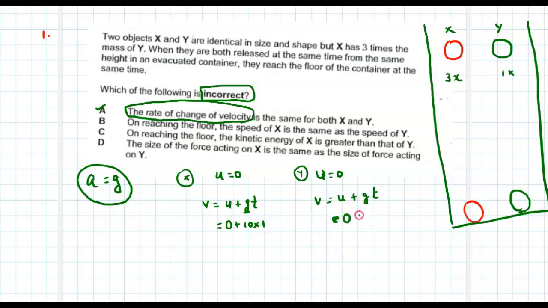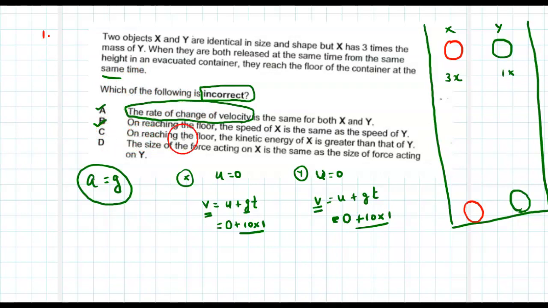Here initial speed is 0, g value is 10, and time is 1 second or 2 seconds or 3 seconds. It is applicable for both, because they reach the ground at the same time. So the speed will be the same. The final speed for both objects, whether heavier or lighter, is not going to depend on mass. It is independent of mass. So option B is correct. This is not incorrect.